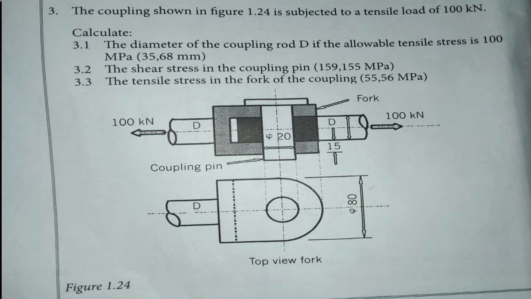The exercise that I have reads as follows. The coupling shown in figure 1.24 is subjected to a tensile load of 100 kilonewtons. And then they gave us the diagram below, which is figure 1.24. Then they give us the calculations. They say, calculate the diameter of the coupling rod D if the allowable tensile stress is 100 megapascal.